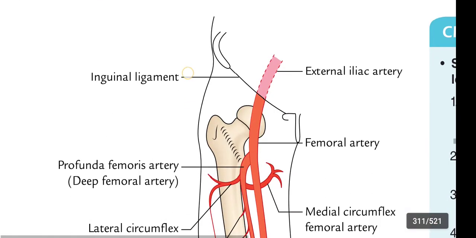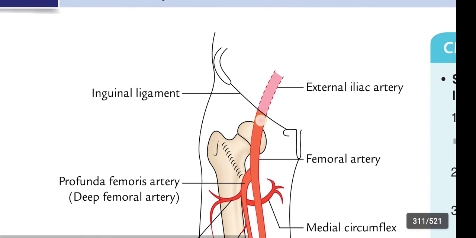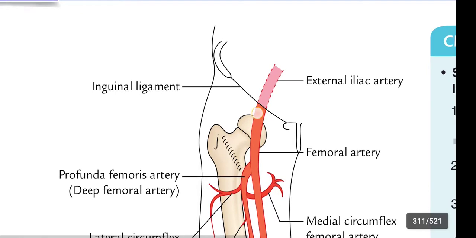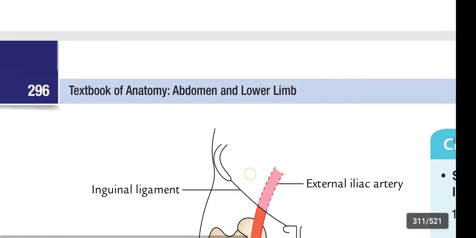Coming to the figure, this is the femoral artery. It begins at the midpoint of the inguinal ligament. This is the inguinal ligament, okay, and this is the midpoint of the inguinal ligament, as it continues from the external iliac artery. It is a continuation of the external iliac artery. Its continuation is the femoral artery. Got this?